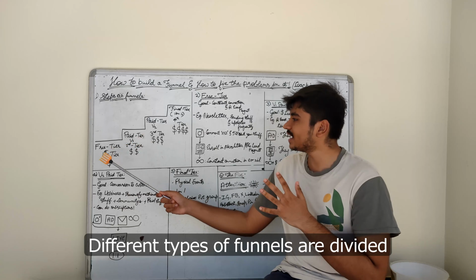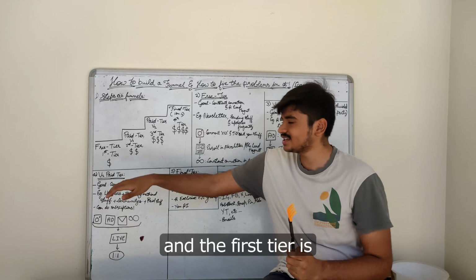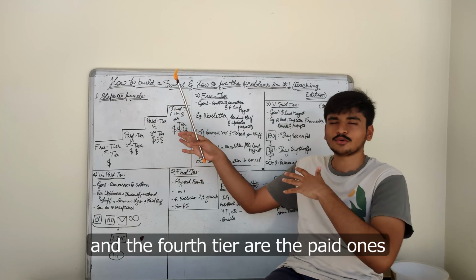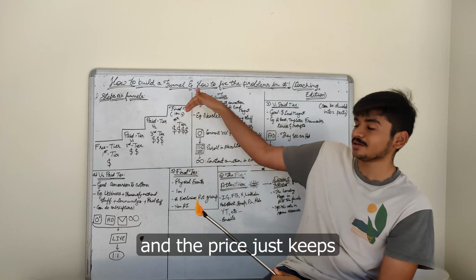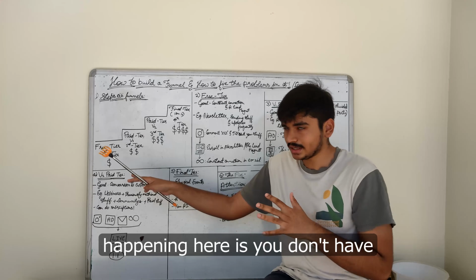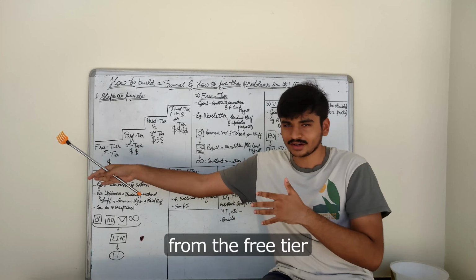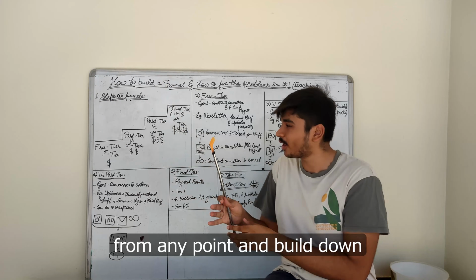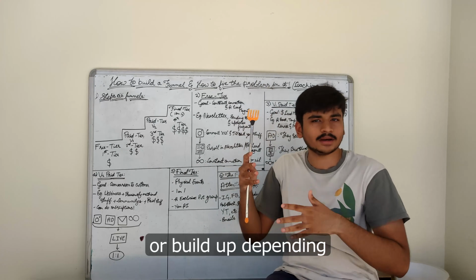Different types of funnels are divided into different tiers. The first tier is where it's completely free, and the second, third, and fourth tiers are the paid ones, and the price just keeps increasing and so on. So basically, you don't have to start from the free tier and build all your funnels from here. You can literally start from any point and build down or build up depending on how you want it.